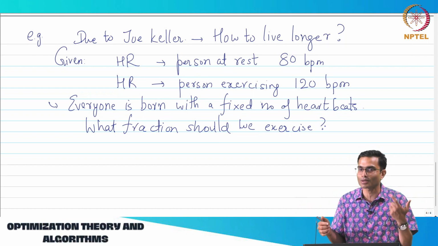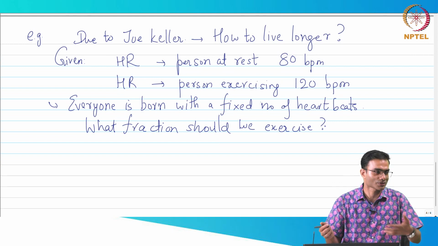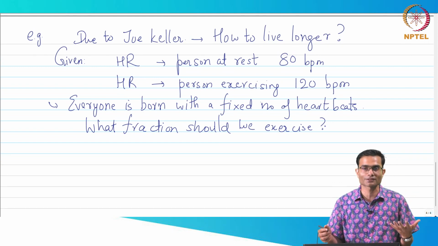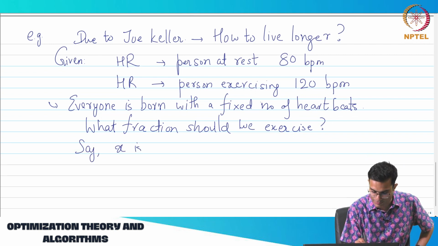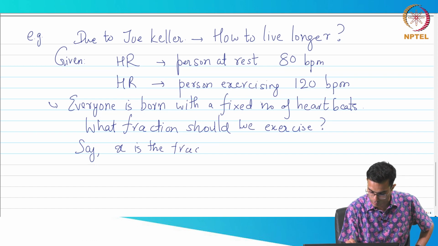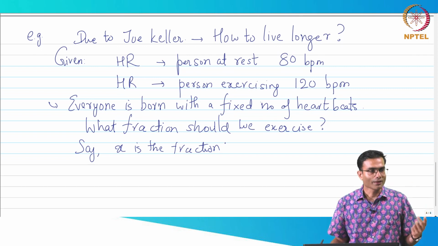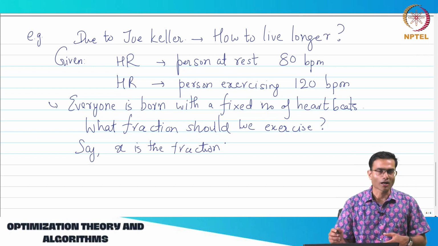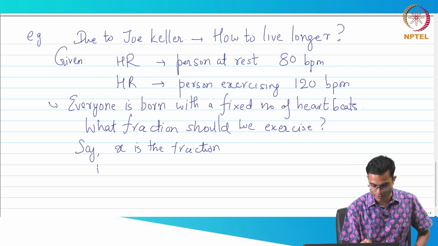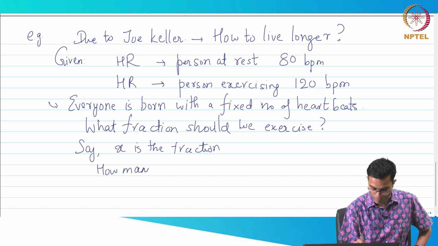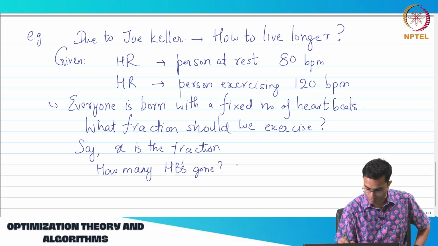But intuitively, what was the problem that was being solved? You didn't do it this way, you just automatically said it, but can we form an objective function for this problem? So let us say x is the fraction. In a day or in a minute, doesn't matter, how many heartbeats are gone if I'm exercising a fraction x of the time? Let's call that f of x.